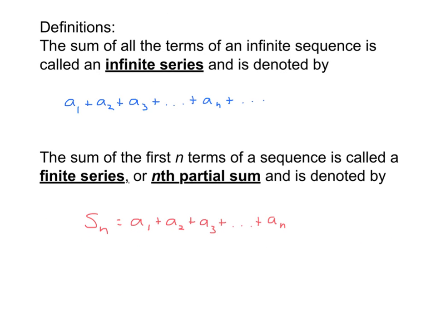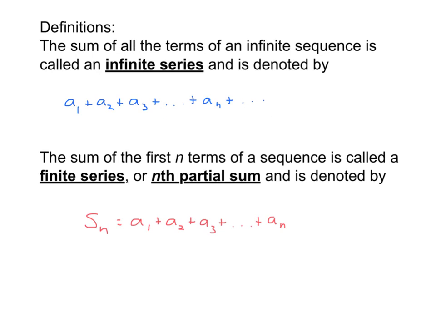We've done all these things with the different sequences, now we're going to move to series. And what a series is really, it's the sum of the terms of a sequence. So, first we have the definition here. The sum of all the terms of an infinite sequence is called an infinite series and is denoted by this right here: a sub 1 plus a sub 2 plus a sub 3 plus ... plus a sub n plus, and that just continues on.